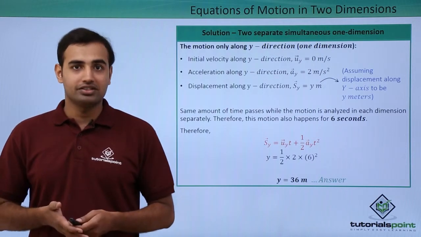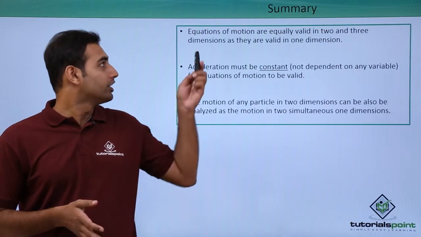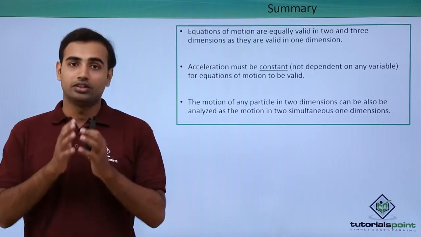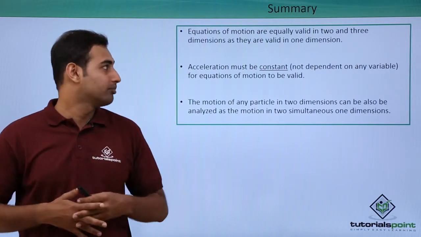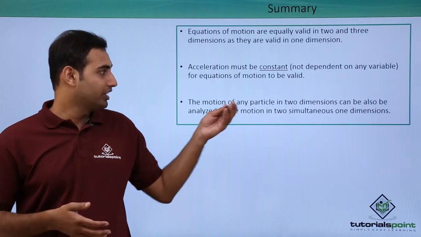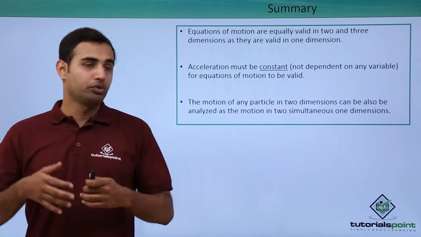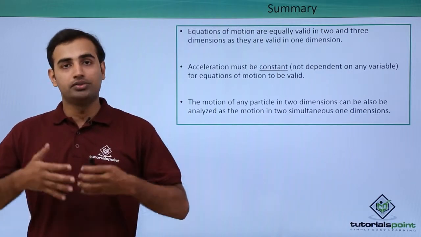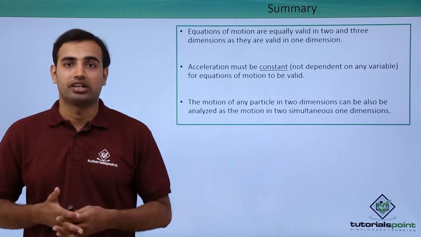So summarizing what we just learned, I can say that equations of motion are equally valid in 2 dimensions as they are in 1 dimension. The only constraint is that acceleration must be a constant. It should not be a function of time. And the motion of any particle in 2D can also be analyzed as motion of two simultaneous 1D. I am repeating this concept again and again because we will be using this readily in analyzing projectile motion.